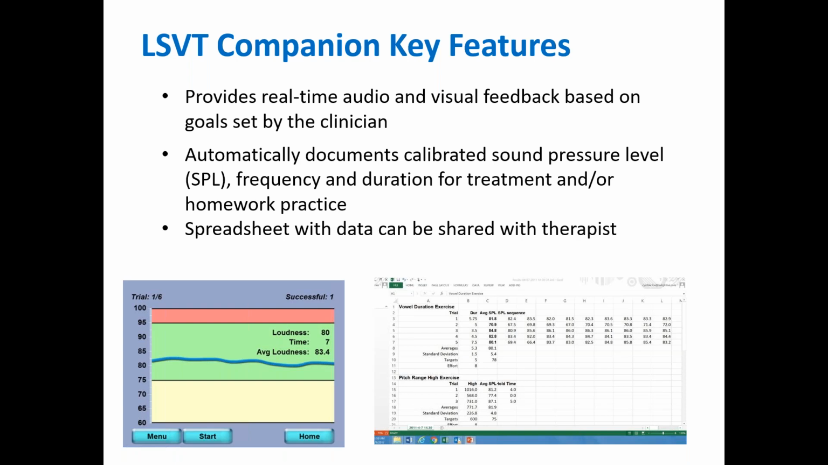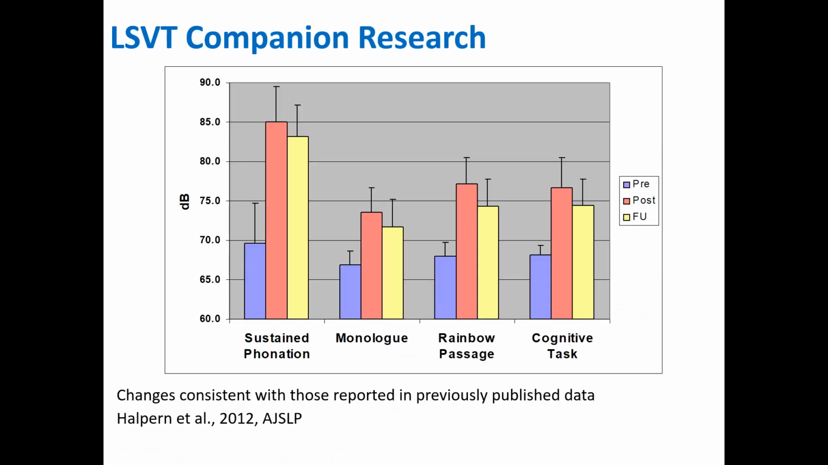And then also at the end of every session, they'll have a spreadsheet with the calibrated sound pressure level, frequency, and duration that's been automatically calculated and documented for their either treatment or home practice. And so that can be shared with the therapist. They can email it as an attachment so the therapist can keep up with and monitor how they're doing at home, whether it's for treatment sessions at home or continued homework practice after treatment has concluded or during the month of treatment. So next I'll share the research study that's been done.